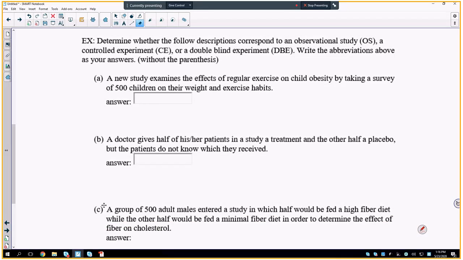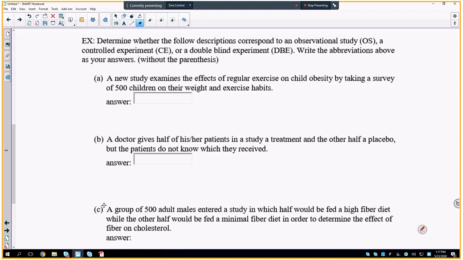So this will be the next video in the observational studies versus designed experiment lesson. And in the first video, we talked about the difference between observational study and designed experiment, and we talked about different types of designed experiments. So in this video, we'll be doing more examples that should give us a little bit better idea about these different types of designed experiments. And then at the end, we'll talk about different types of observational studies.